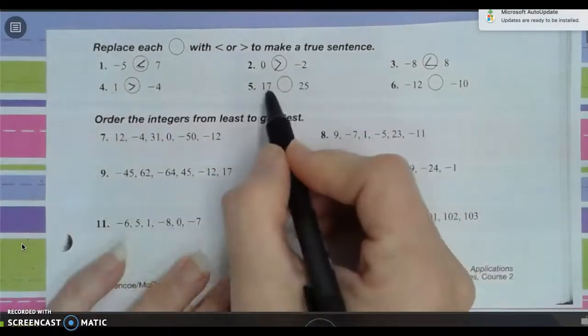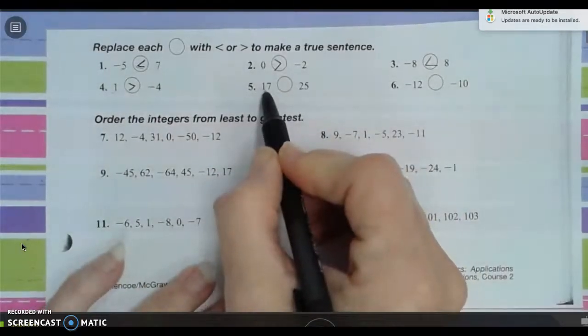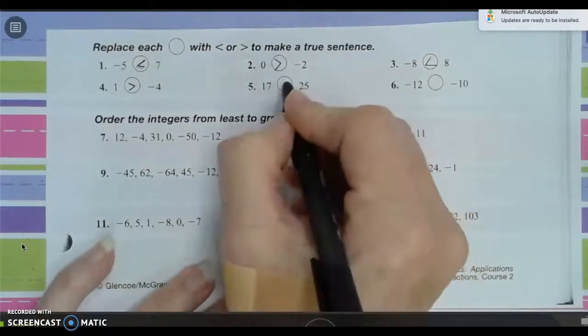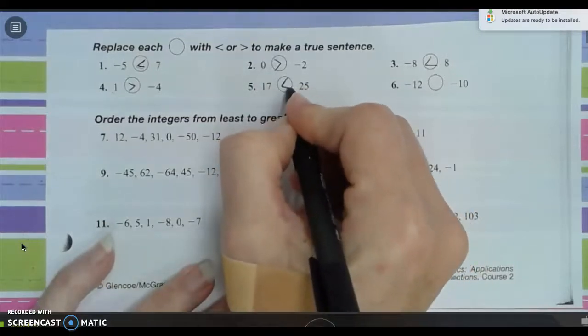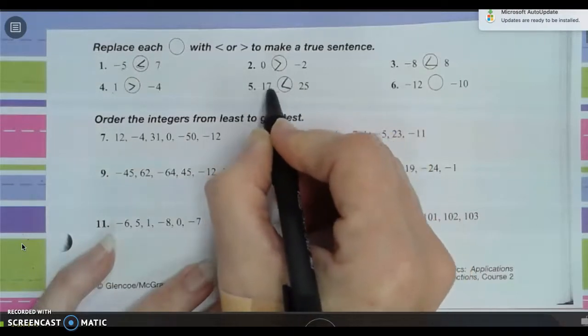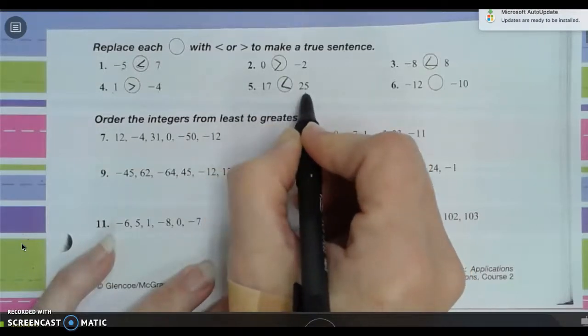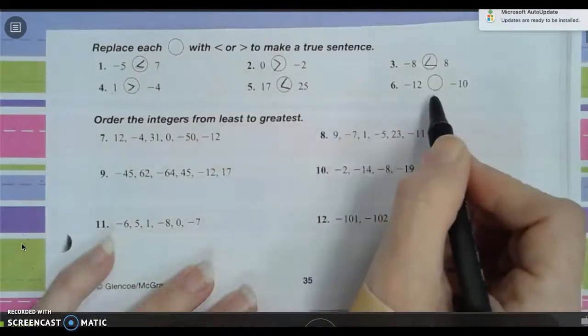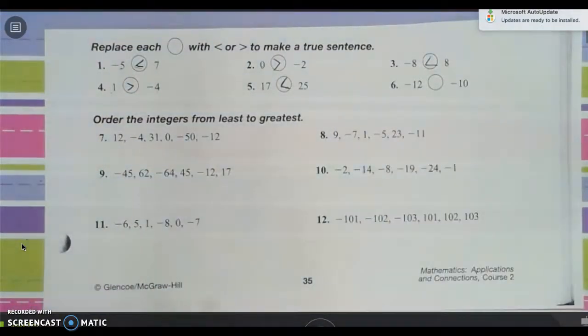So do you want to have $17 or do you want to have $25? I'd rather have 25. So the big part's going to face the 25. And the way we read that would be 17 is less than 25. Now here's where it gets a little more confusing, but if you think about it like money, to me it makes it easier.